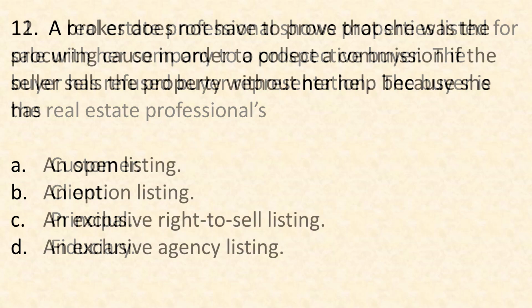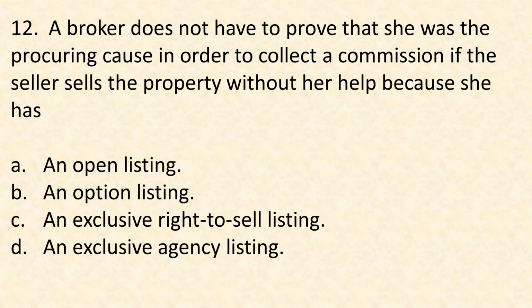Question number 12. A broker does not have to prove that she was the procuring cause in order to collect a commission if her seller sells the property without her help, because she has A, an open listing, B, an option listing, C, an exclusive right to sell listing, or D, an exclusive agency listing.